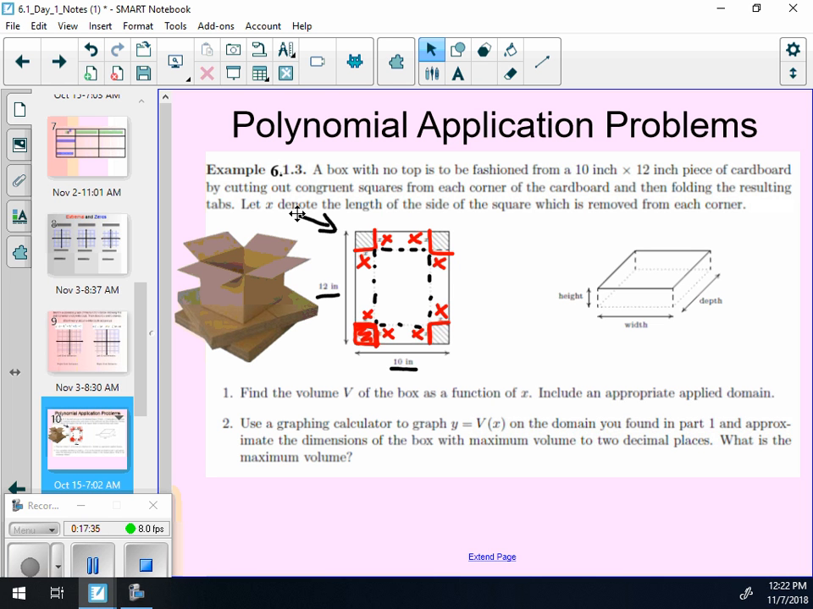So that's what it would look like if it was just laid out. But now we want to fold it up. And if we fold it up, you'll have some kind of width, some kind of depth, some kind of height, right? So what would your width be?